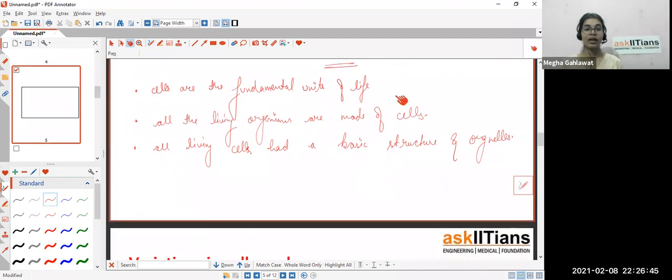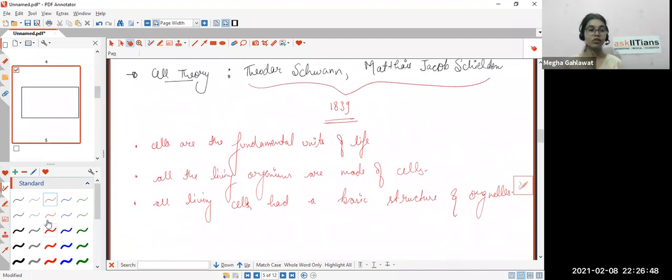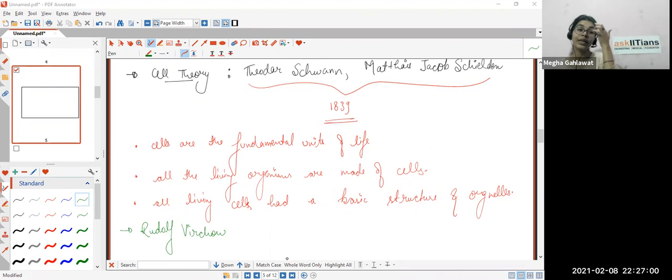Apart from that, as I told you, there was another scientist, Rudolf Virchow. Why did Rudolf Virchow come? Now, as you read this particular theory, what you don't obtain from it is the answer to your curiosity about where these cells came from exactly. We know what they're made up of, we know they make all the living organisms, and we do realize that cells are the fundamental unit of life.